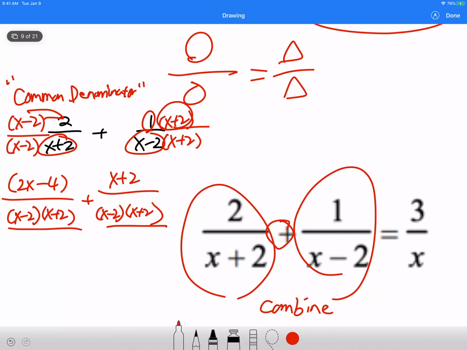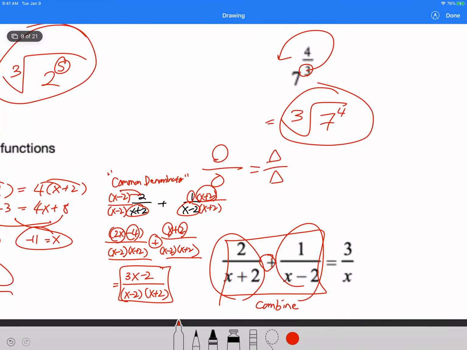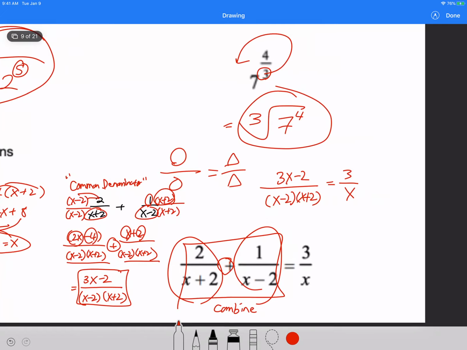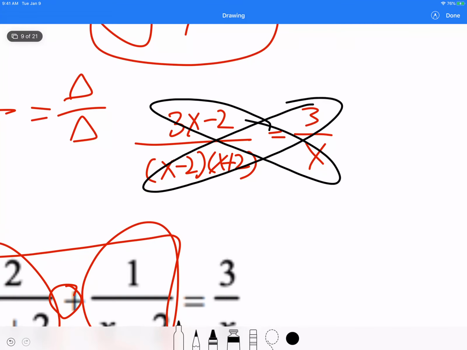Since now I have a common denominator, I can add them up: 2x plus x is 3x, negative 4 plus 2 is negative 2, over x minus 2 times x plus 2. So that is the combined version of that. But I'm still not done because now I can cross multiply. Here I'm going to write down my answer. Cross multiply this way, cross multiply that way.